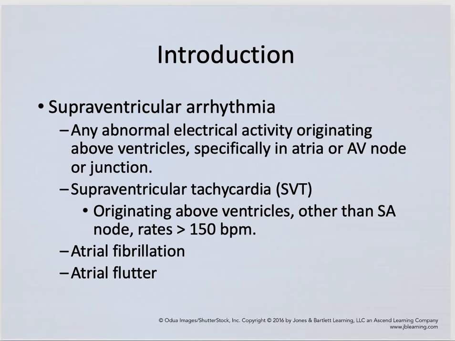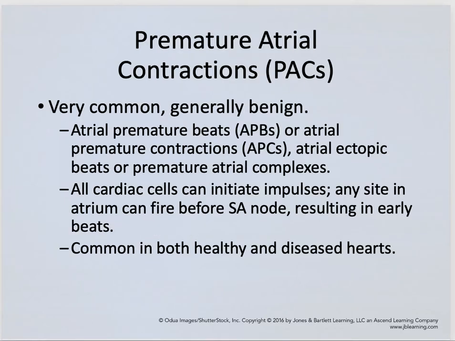We're going to take a look at AFib and A-flutter, atrial fibrillation and atrial flutter. Really common is something called a PAC. We talked a little bit about this back in the atrium, but PACs are very common, usually pretty benign. If we were in the ex-phys lab, we'd usually see some students throwing some PACs with exercise. So atrial premature beats, sometimes abbreviated APB, or atrial premature contractions, APCs, also known as atrial ectopic beats or premature atrial complexes. It's a mouthful, right? All these different ways we can say the same thing.